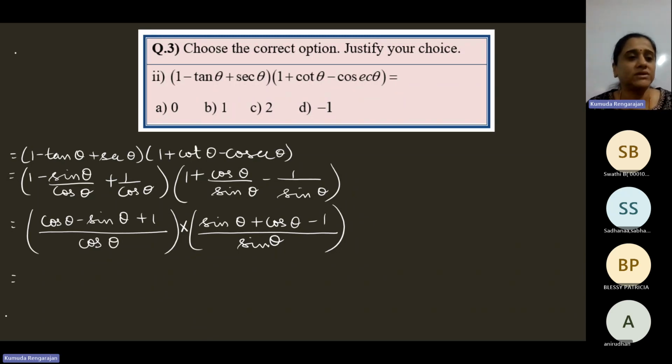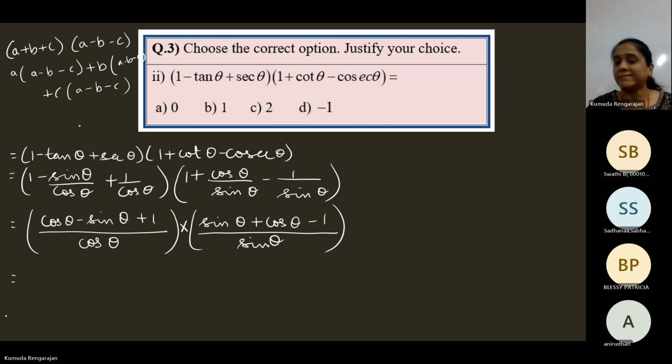If you have to multiply A plus B plus C with A minus B minus C, you'll have to multiply A with the second bracket A minus B minus C, then multiply B with the second bracket, then multiply C with the second bracket. Multiply every term of the first bracket with the second bracket. That's how we multiply. That is algebraic multiplication.